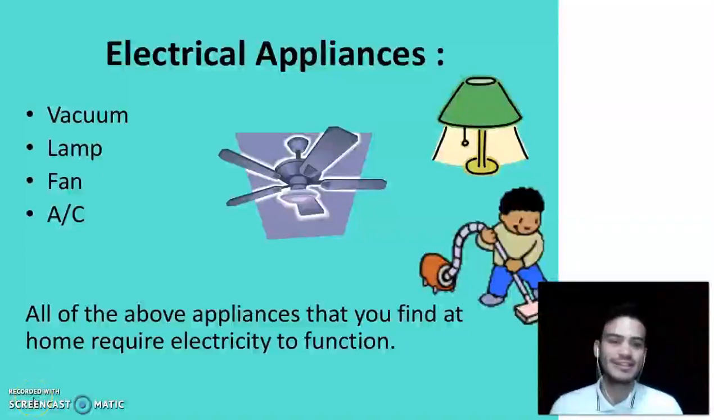Okay, now we have electrical appliances. These are the usage that electricity has in our homes, in our daily life. We use electricity when we vacuum the floor, when we turn on the lamp, when we turn on the fan, when we charge our phones, when we charge our computers. We use it every day. All of the above appliances that you find at home require electricity to function. The blender, the microwave, the fridge, the washing machine, everything that is electric in our house requires electricity to run.